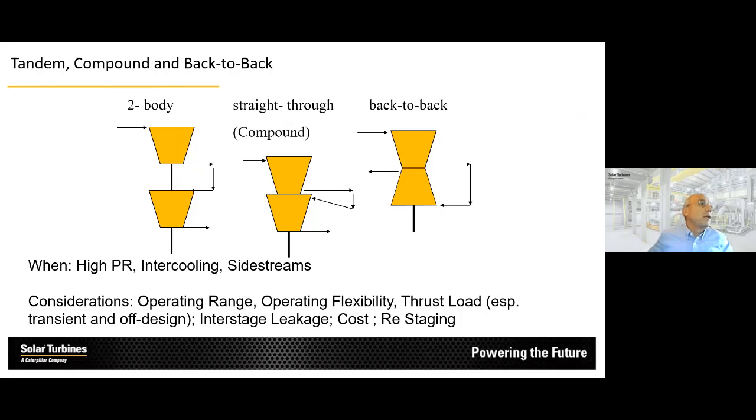The considerations that really decide which configuration you want to go with depend a lot on what you want to do with the compressor, how much operating range you need, what operating flexibility you need, and whether there are any restaging plans. How do you balance thrust loads in transient and off-design conditions? How do you deal with interstage leakage? And there's obviously always the question, okay, what's the least expensive version, and how do I deal with restaging? I want to focus a little bit on the thrust load because there are a lot of opinions out there that I would like to address.